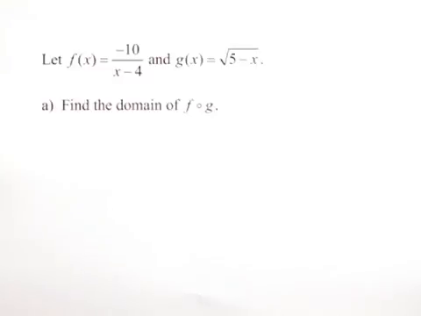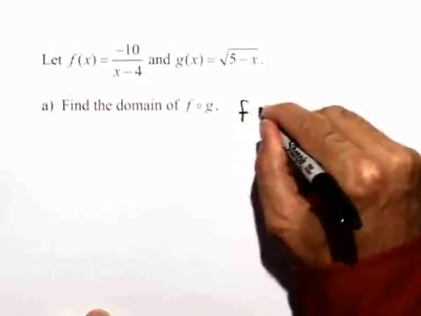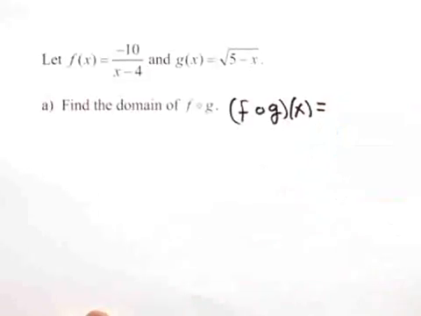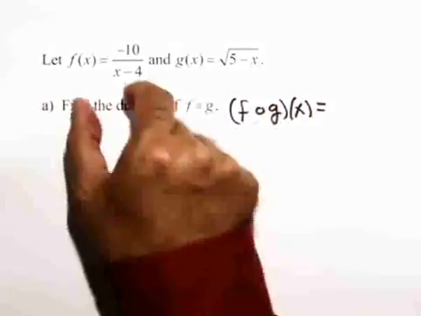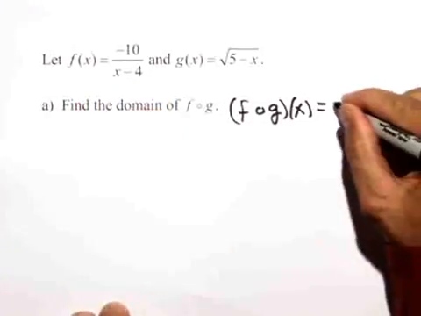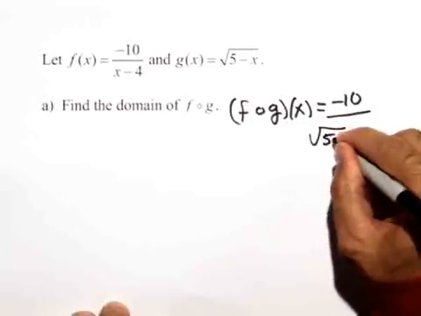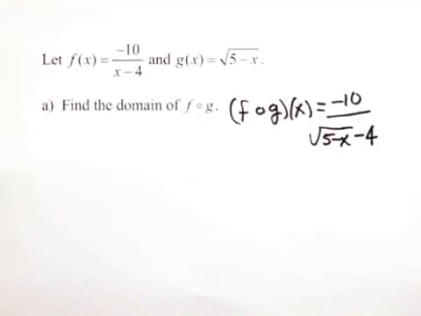So let's try to find the domain of f of g. Well, first of all, let's take a look at what this function looks like. f of g of x is equal to, well, we have to substitute g into our function f, and we get negative 10 divided by the square root of 5 minus x minus 4. So there's f of g.